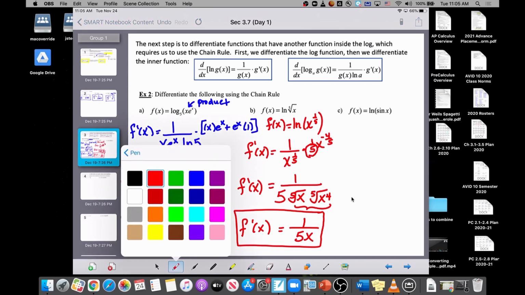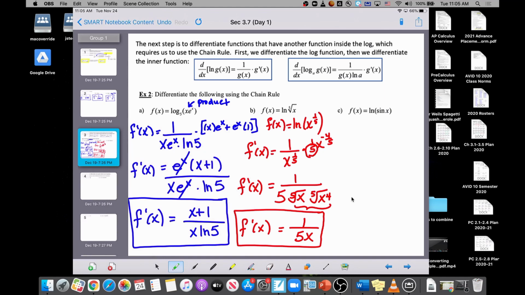And then my final example here, f of x equals ln of sine x. This one's a little bit easier. So f prime of x is going to be 1 over the stuff because it's natural log. So 1 over sine x times the derivative of the inner function. So times the derivative of sine x, which is cosine x. So my f prime of x I could write as cosine x over sine x, but that's actually a function that we are familiar with. Cosine x over sine x is equal to cotangent x.